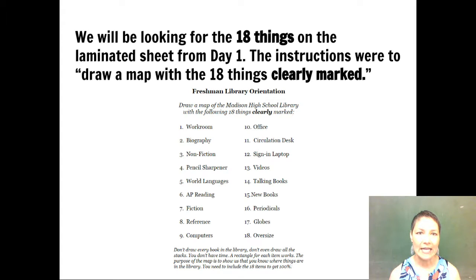We're going to be looking for the 18 things on the laminated sheet from day 1. The instructions were, draw a map with the 18 things clearly marked. So I know you remember doing that map the last time we were together. And here's just a little picture of what that sheet looked like.